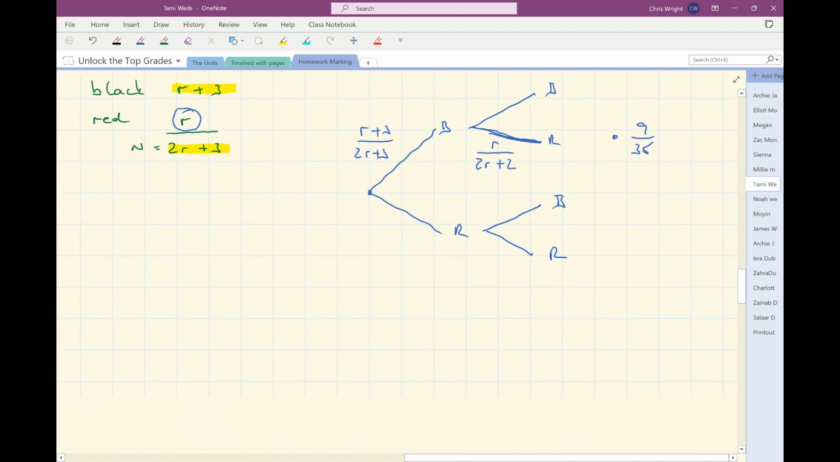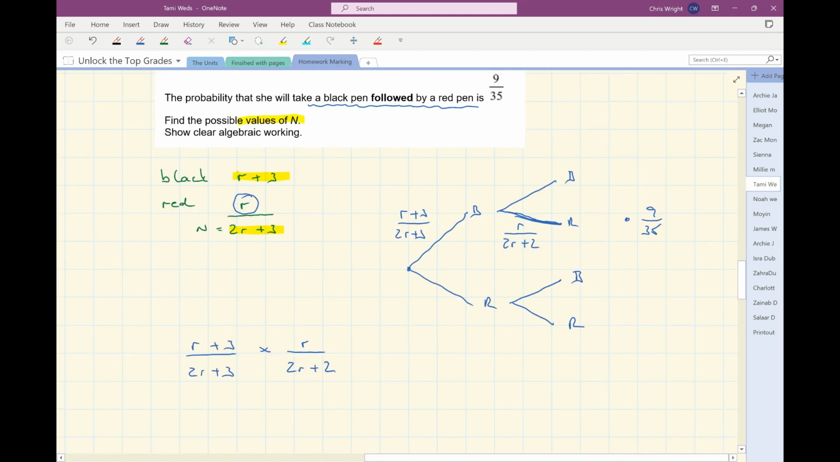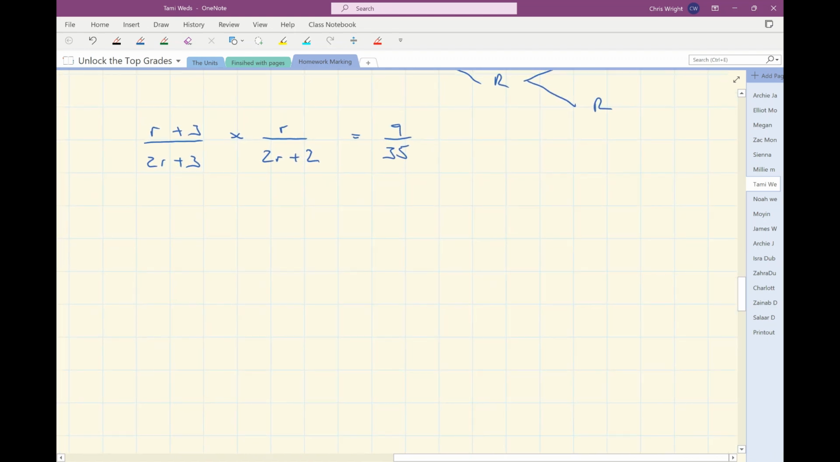So the probability of her taking a black followed by a red is the probability of her taking a black at the start multiplied by the probability of her taking a red for the second one. And you know that those two probabilities multiplied together equal 9/35. Okay, so now I've got an equation to solve to find R. And once I've found R, I'll use that to find N.